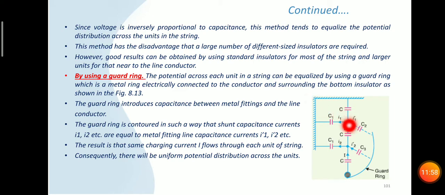At this point, applying Kirchhoff's current law, I equals I1 plus the current through C minus I1 dash. If I1 and I1 dash are the same, these two currents will cancel each other, and I will be the same as the current through this capacitor also. So all the units will have an equal amount of current flowing through them, and the potential distribution will be equal. So by using a guard ring also, we can improve the string efficiency.